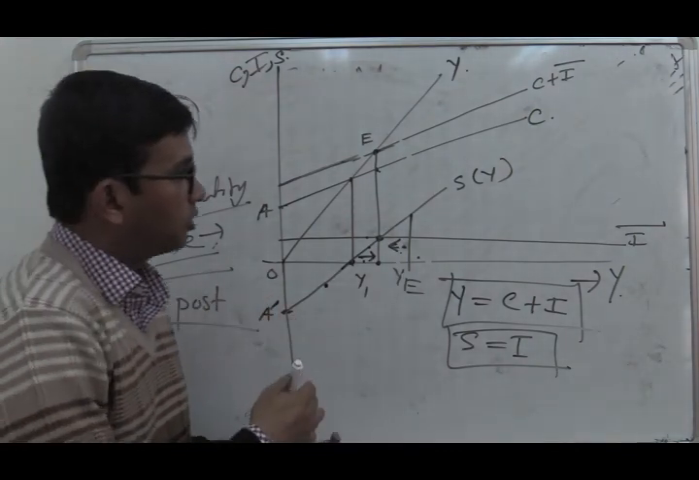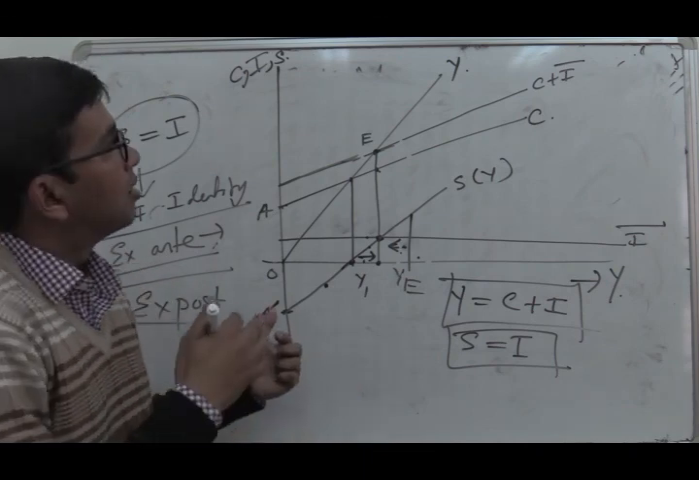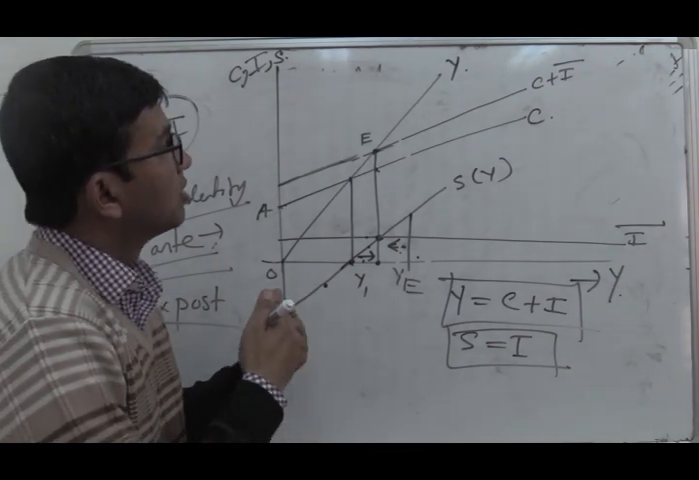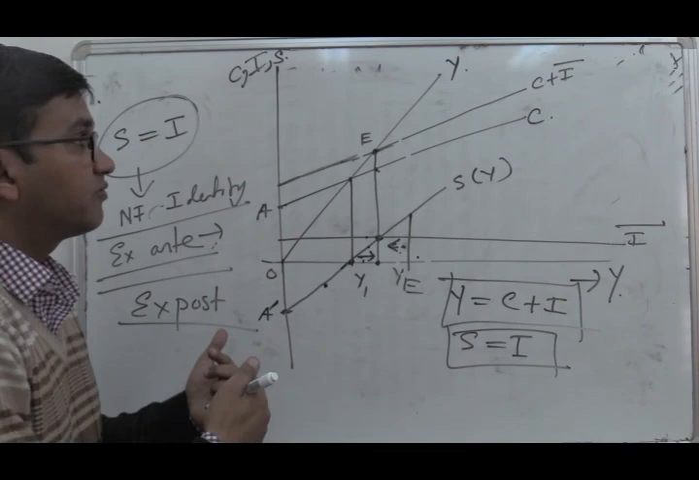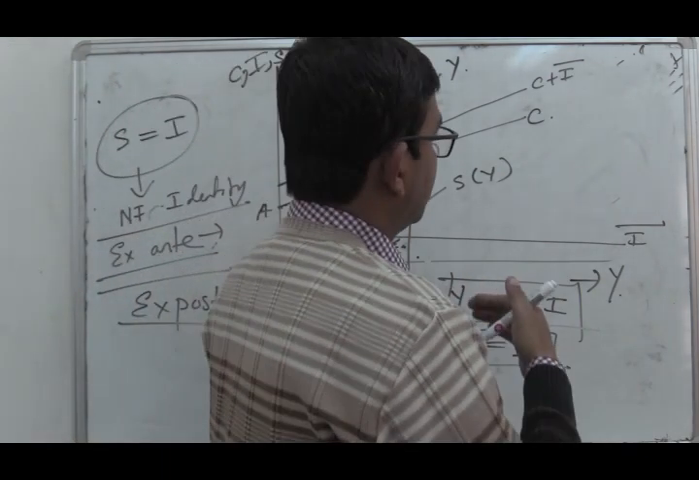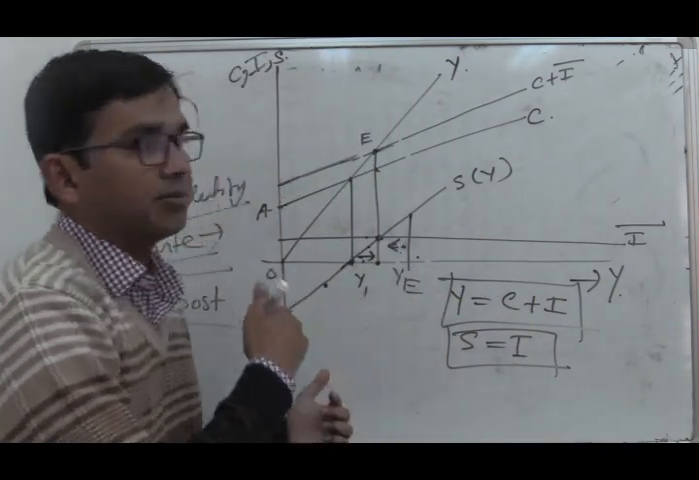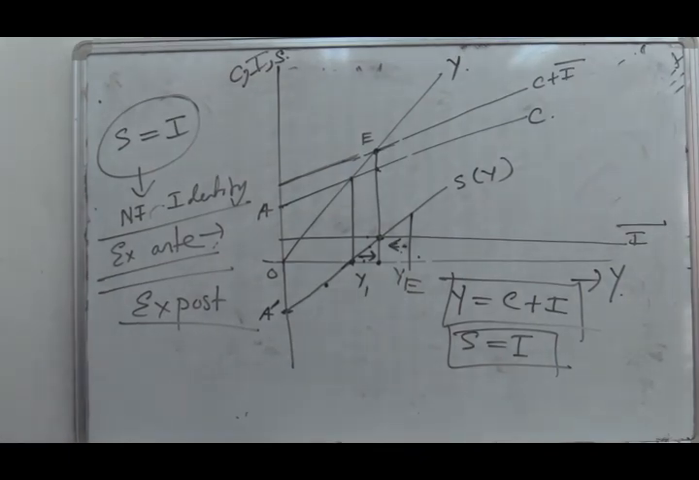In the next part, we will discuss the multiplier effects and the significance of aggregate demand management policy.